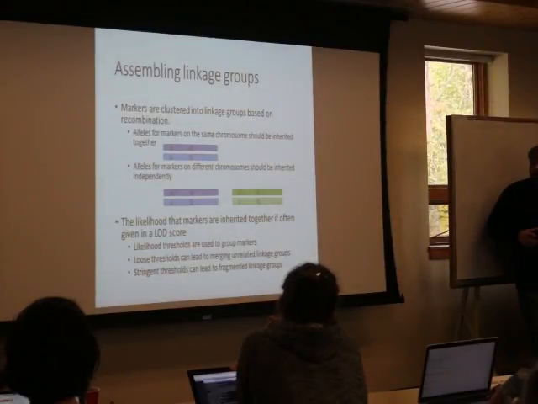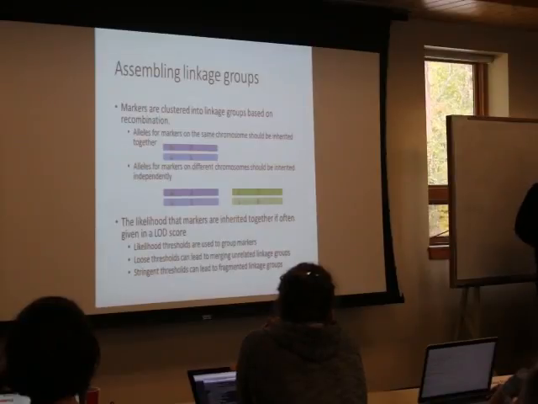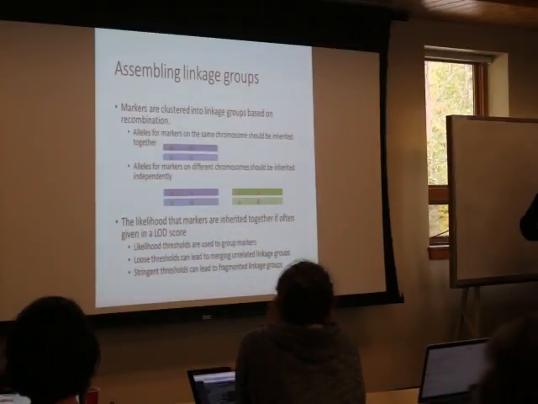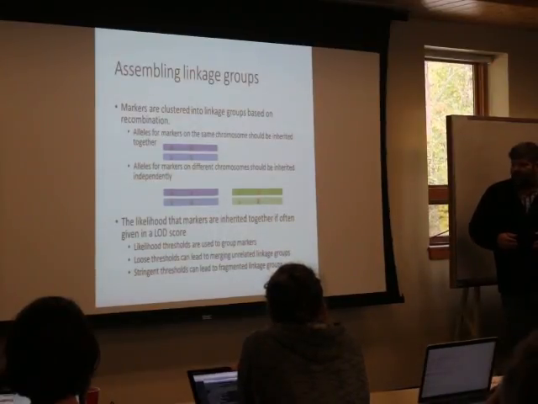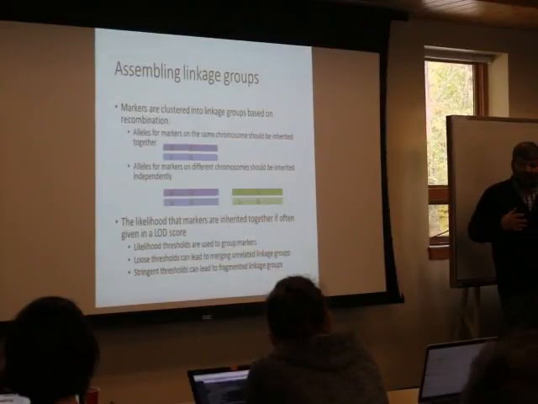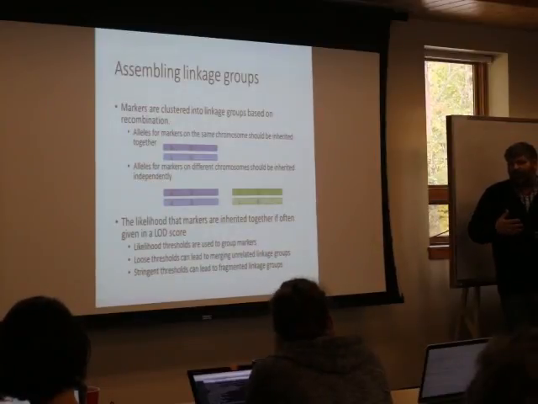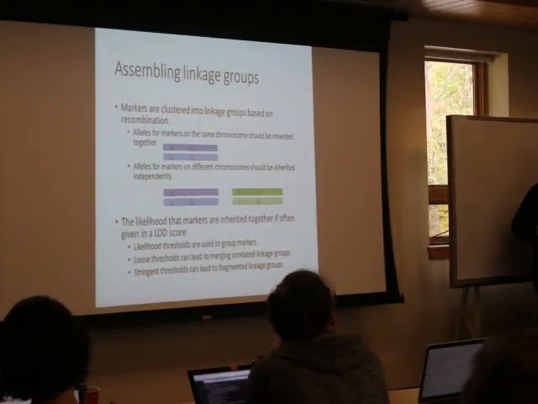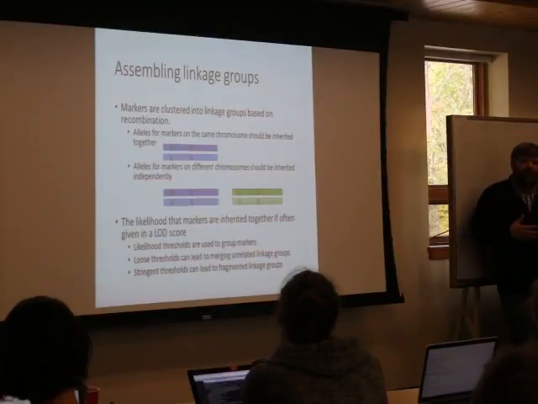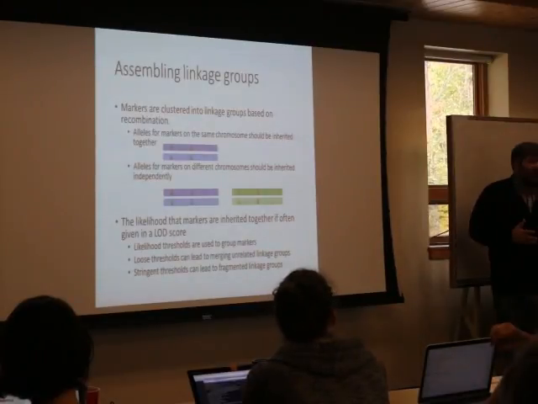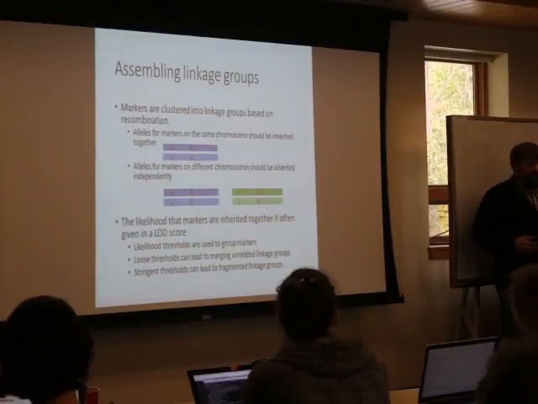So the likelihood that markers are inherited together is often given as a log score. And likelihood thresholds that use this log score are used to group markers together. One of the consequences of this is if you have a loose threshold, you can have unrelated linkage groups merged together. If just a few loci by chance have similar inheritance patterns, then linkage groups can collapse into a single linkage group. And if you use thresholds that are too stringent, you can end up fragmenting linkage groups and artificially splitting them.